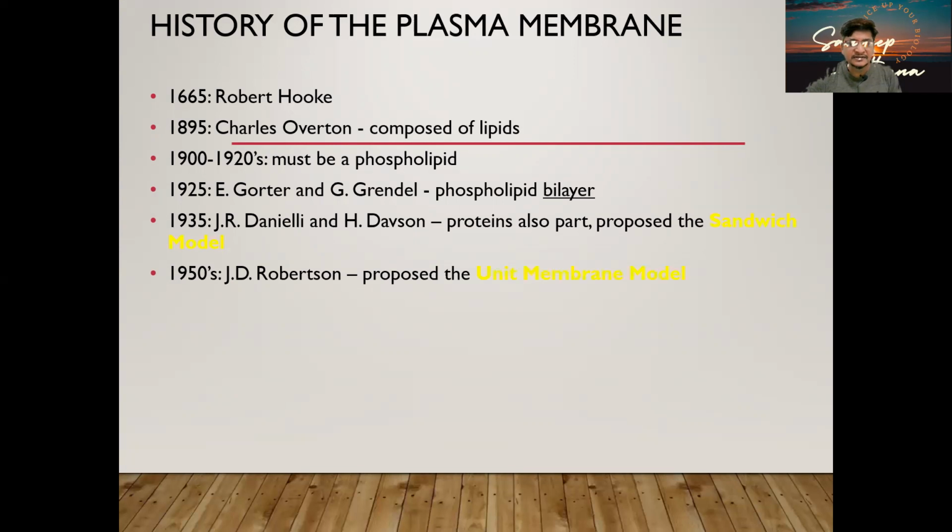In the 1950s, the electron microscope was used for the first time to understand the structure of the plasma membrane. J.D. Robertson, whom I was talking about, gave the unit membrane model. Then finally, because many questions were not answered by these scientists, in 1972 Singer and Nicholson proposed the fluid mosaic model, which tried to address most of the questions raised during the discovery of the plasma membrane.